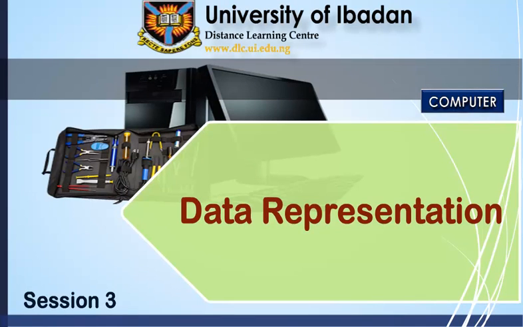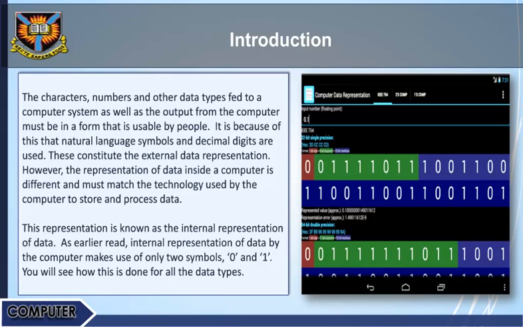Section 3. Data Representation. Introduction. The characters, numbers, and other data types fed to a computer system, as well as the output from the computer, must be in a form that is usable by people. It is because of this that natural language symbols and decimal digits are used. This constitutes the external data representation.